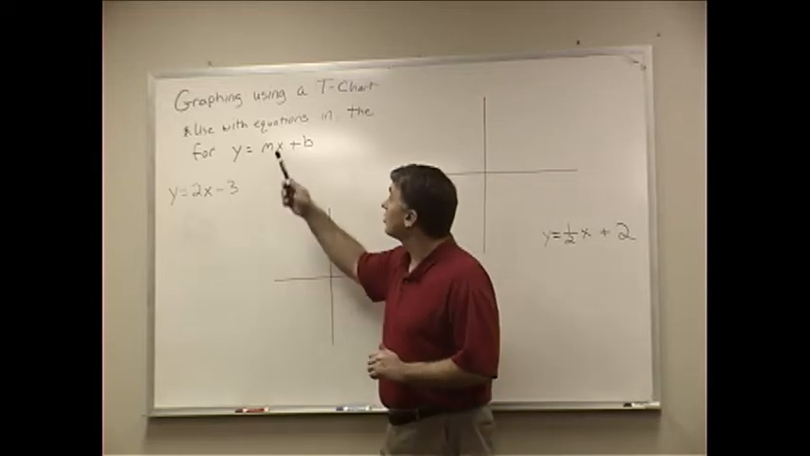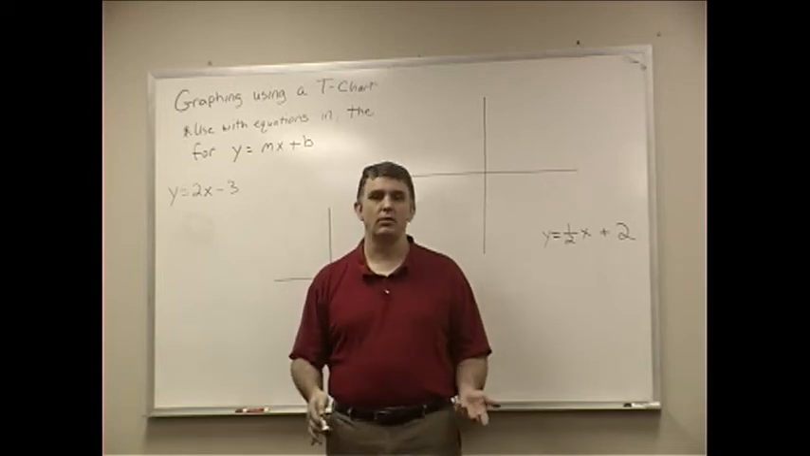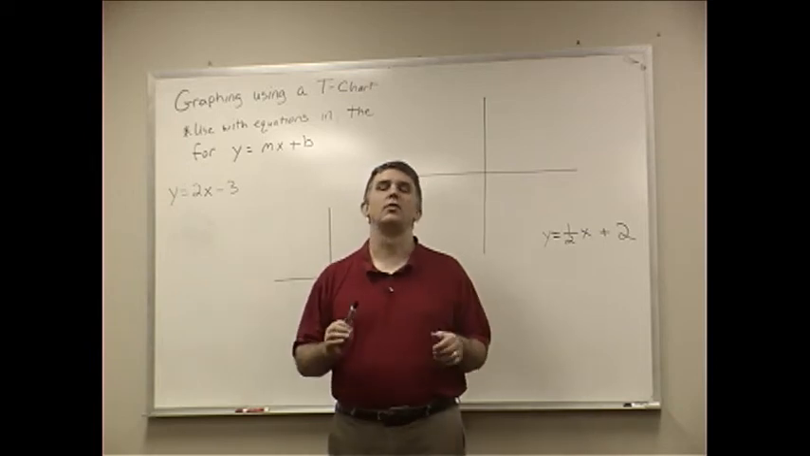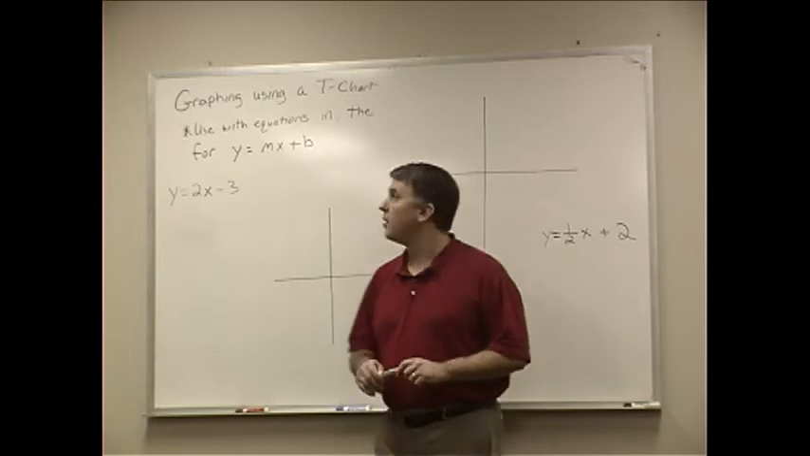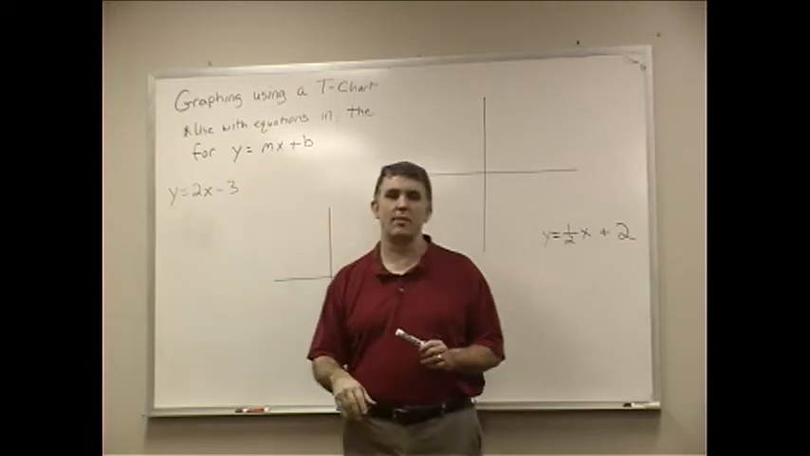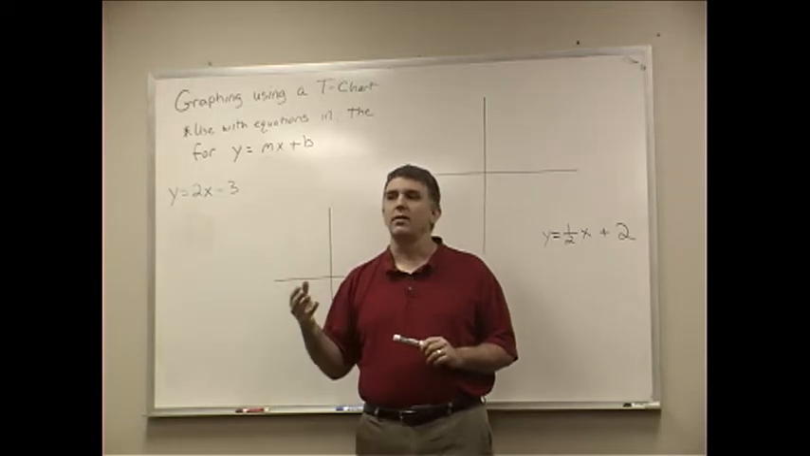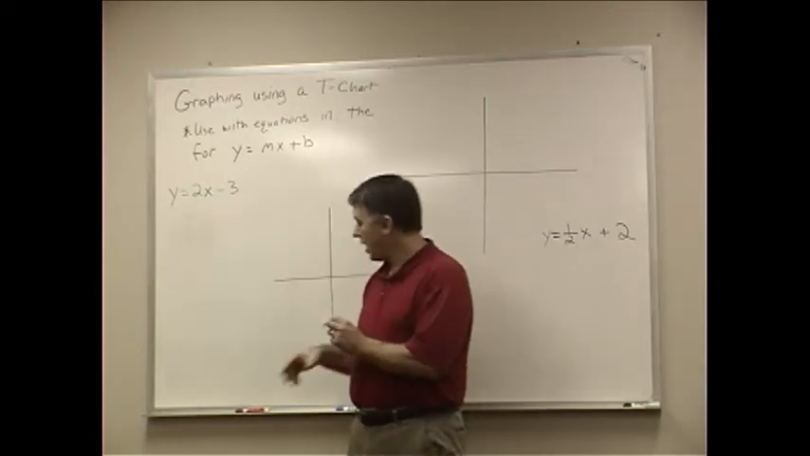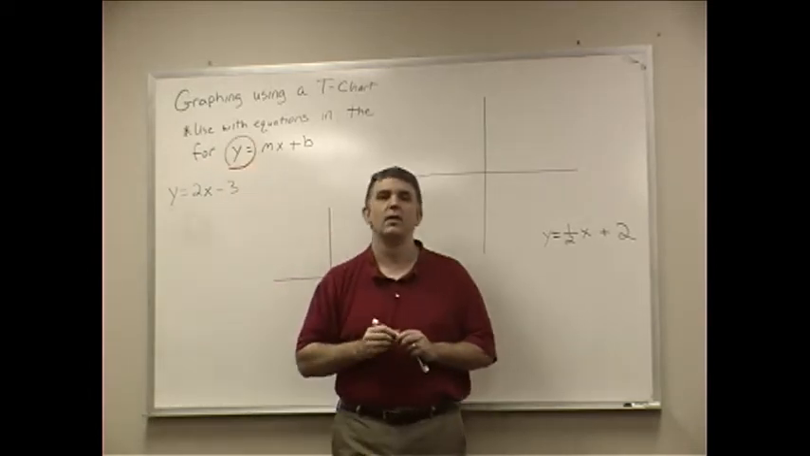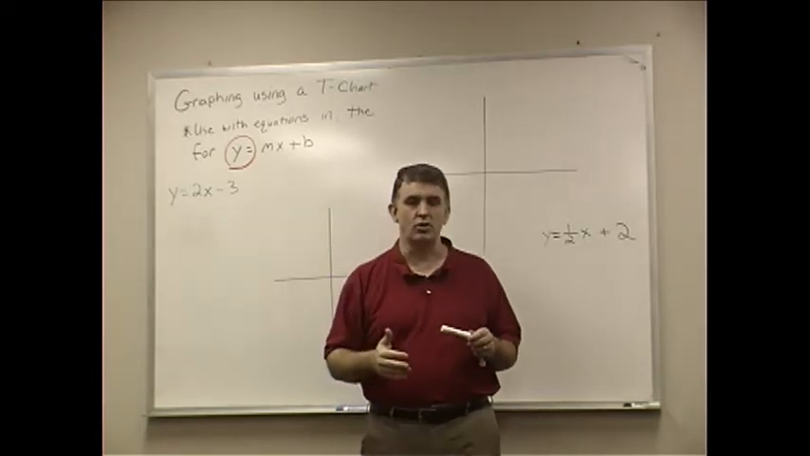Okay, the next section is graphing with a T-chart. Now, there's a couple of things when you're graphing with the T-chart, and it's not necessarily easiest to do this with every single equation. The best ones to do it with are equations in the form of y equals mx plus b. This is called slope-intercept form. We haven't necessarily discussed that yet, but what I really want to stress is the y equals by itself. If you see a y equals, this is a good time to use a T-chart.